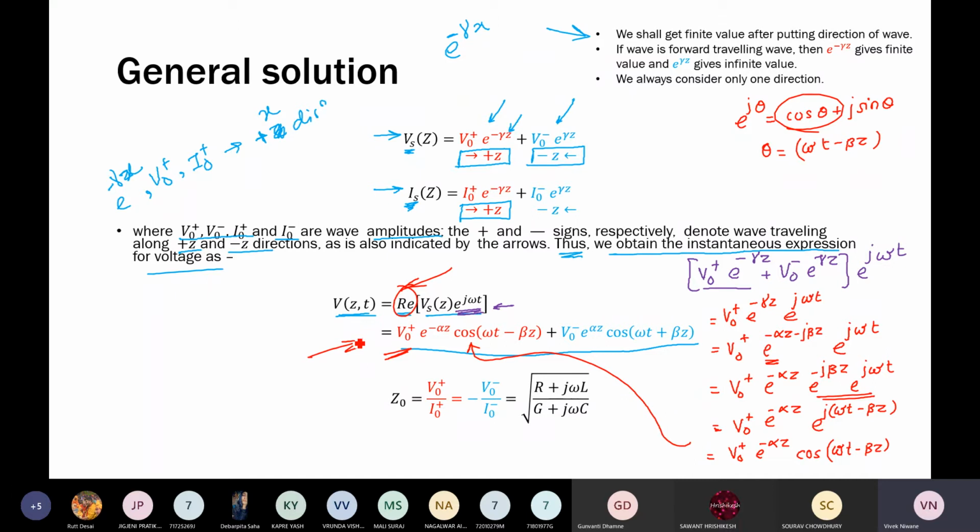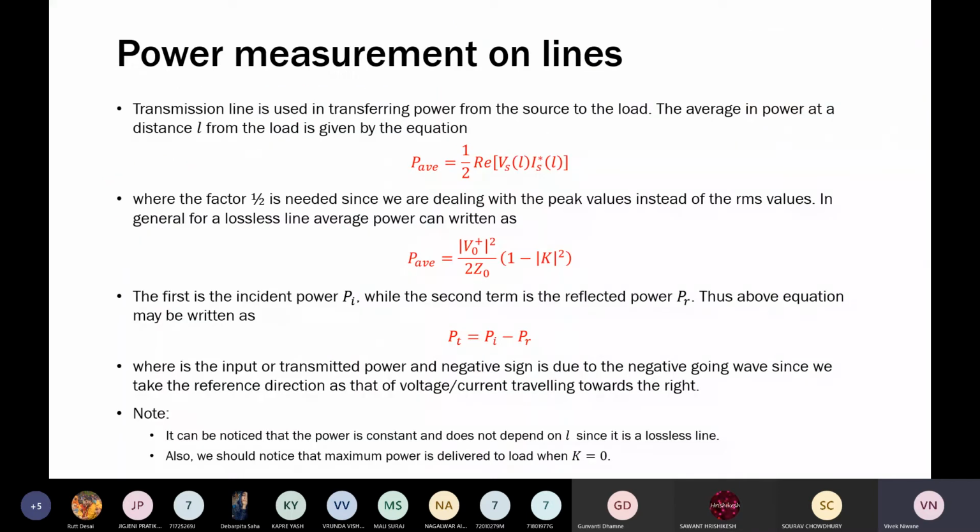This is a general solution which gives us the instantaneous voltage on the transmission line. These are the general expressions for your voltages and currents from the source side. And the Z0 expression is the universal expression to calculate Z0, which is nothing but the square root of (R plus j omega L) upon (G plus j omega C). But it also follows these two formulae, which is nothing but Ohm's law, V upon I. This was the general solution for your transmission line, and we will move on to the power measurement online.